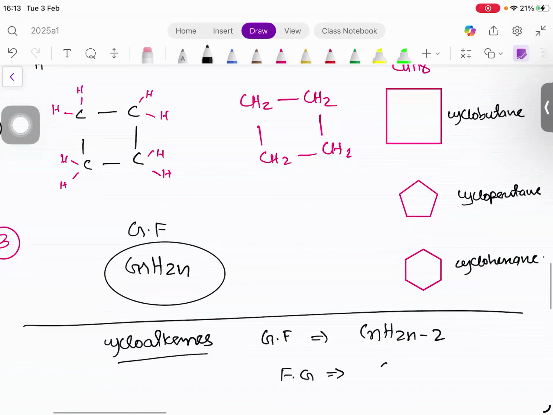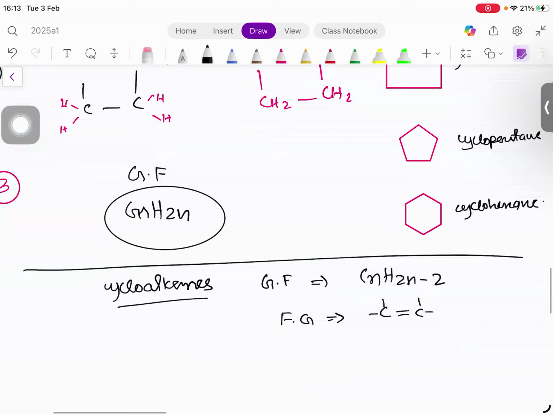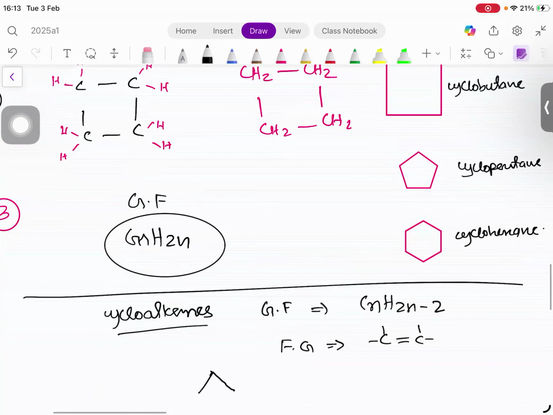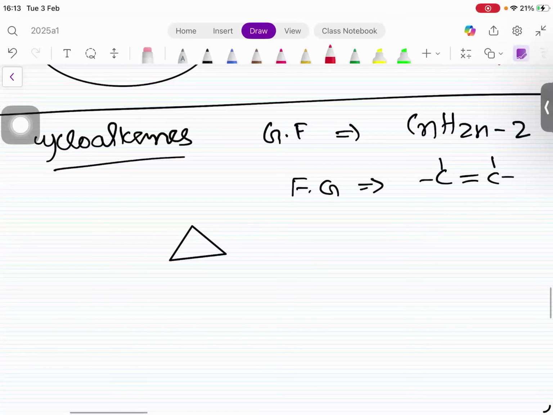What is the functional group? Carbon-carbon double bond. Now the first member should be a 3-carbon cyclic compound. The first member will be what? Cyclopropene. So we make the same 3 carbons, but there is a double bond. And I hope you understand these 2 carbons which have the double bond are not CH2s. They are now CH. And this is CH2.